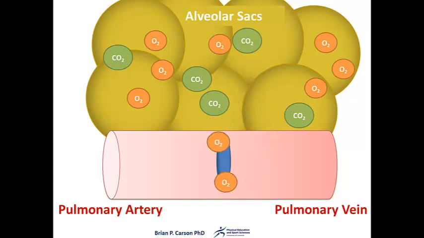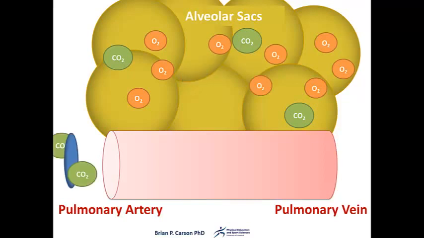Oxygen then binds to hemoglobin on the erythrocyte to form oxyhemoglobin, depicted by the change in colour from blue to red. This oxygenated blood returns to the left side of the heart via the pulmonary vein and from there out into the systemic circulation for gaseous exchange with the tissues.